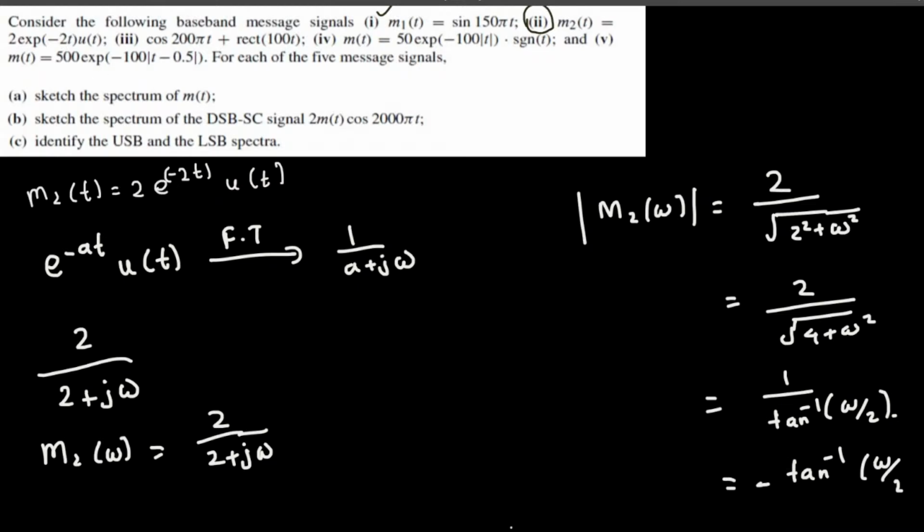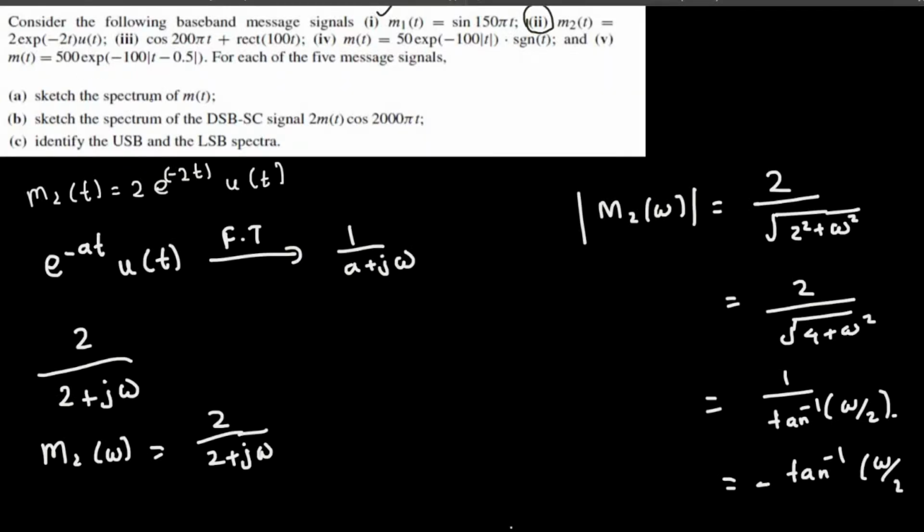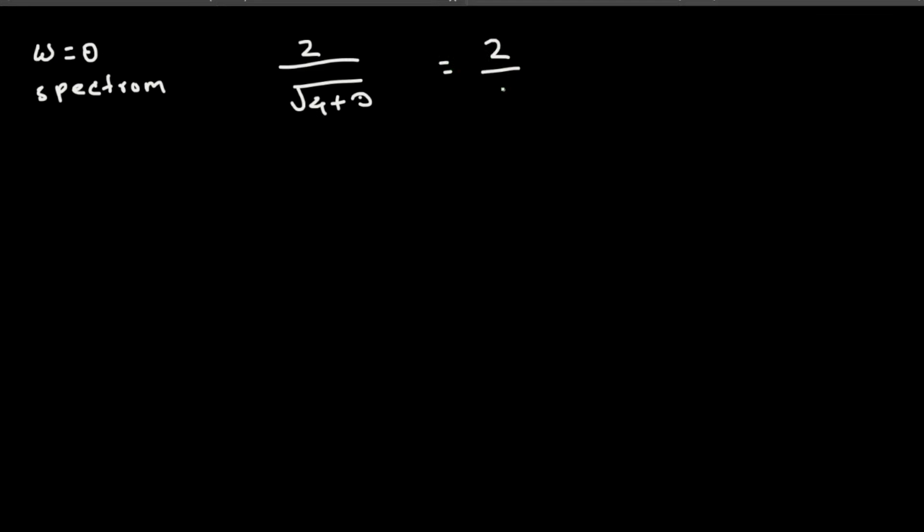Okay, first we want to sketch the spectrum of m(t). For this one we are going to take omega equal to 0. If we put 0 for omega, this is going to be 2 over the square root of 4 plus 0, that is 2 over 2, which is 1. So at omega equal to 0, the magnitude is equal to 1.